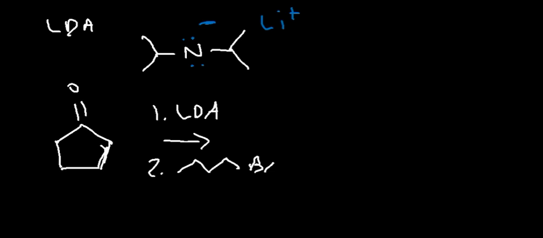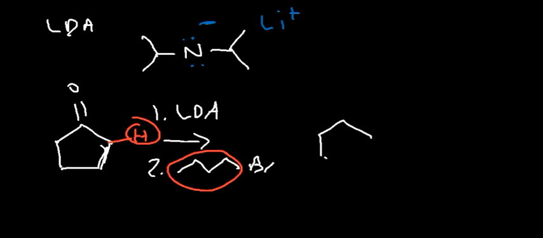If you quickly want to draw the product, replace the alpha hydrogen with the R group. So it's going to look like this.